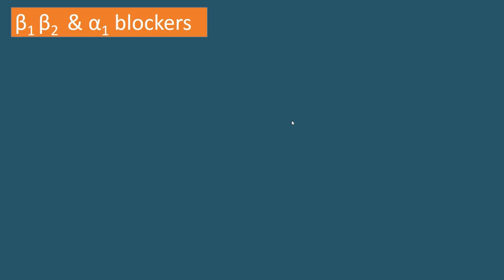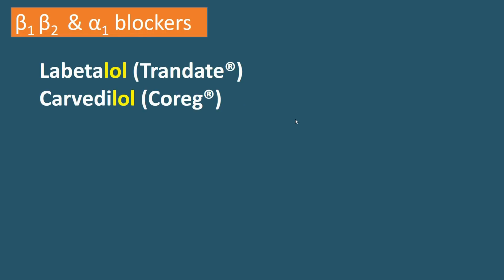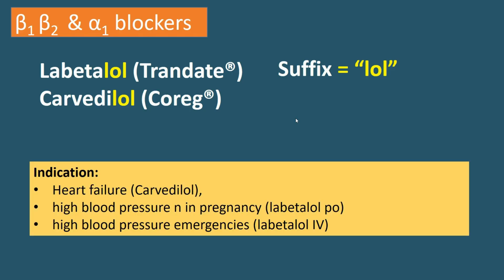Next one is called beta 1, beta 2, alpha 1 blockers. The best examples are labetalol and carvedilol. Labetalol is the brand Trandate, whereas the carvedilol brand is Coreg. And of course, the suffix is lol. They are used for heart failure, especially carvedilol, and labetalol is used for high blood pressure in pregnancy, and also in IV dosage form in high blood pressure emergencies.